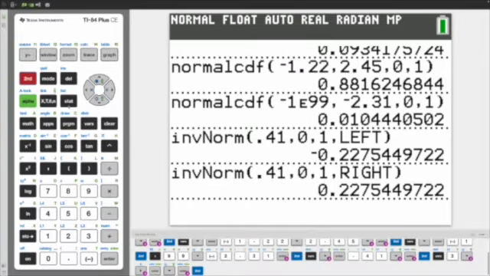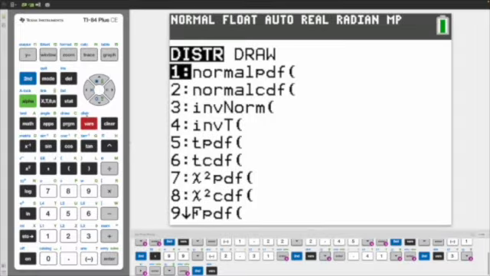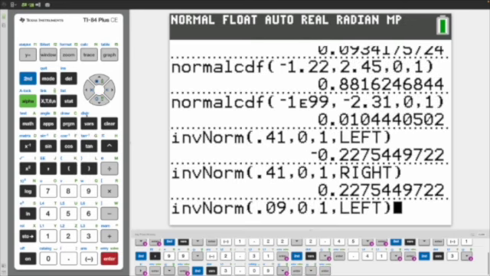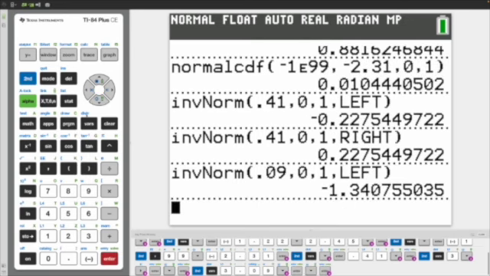So if I go to second distribution, inverse norm, I can do that 0.09 area. Your tail is always to the left for percentiles. So the 9th percentile of the standard normal curve is negative 1.341. And then you would just do the same thing with the area of 0.71 to do B.